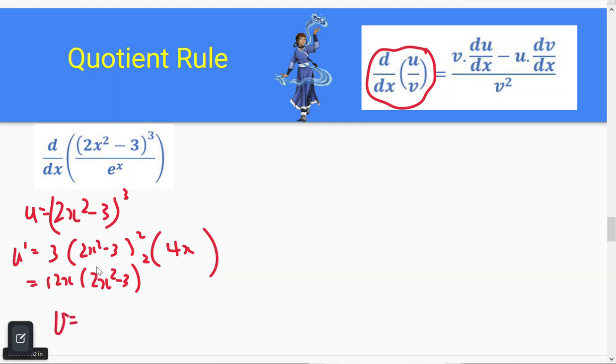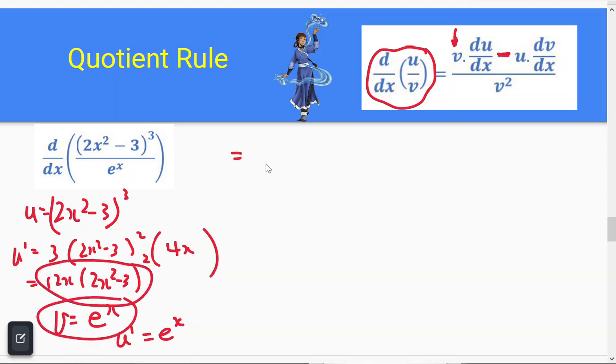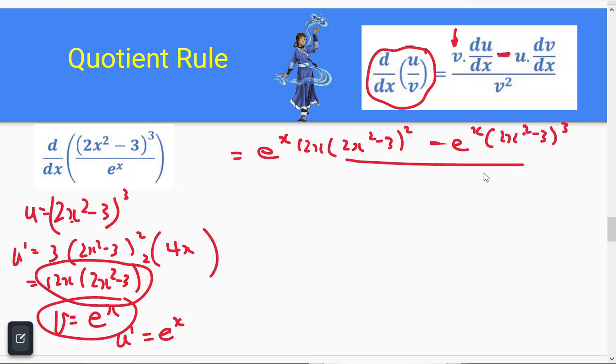And v is the denominator, which is going to be e to the x, so v dash is equal to e to the x. So this is going to equal this fraction, there's a subtraction. So it's important you have to start with v. So it's going to be v times u dash. So e to the x, 12x, 2x squared minus 3 to the power of 2 minus this times this, e to the x, 2x squared minus 3 to the power of 3 all over e to the x squared.